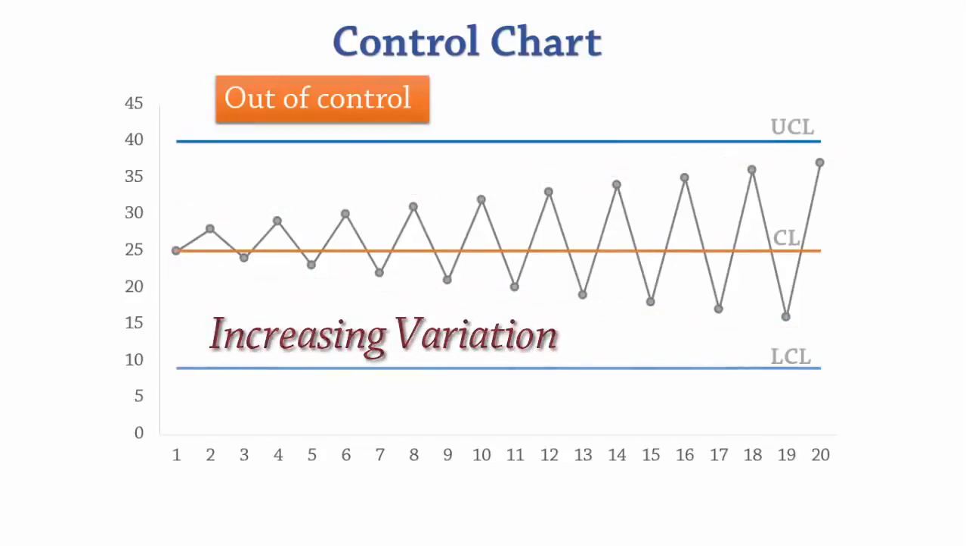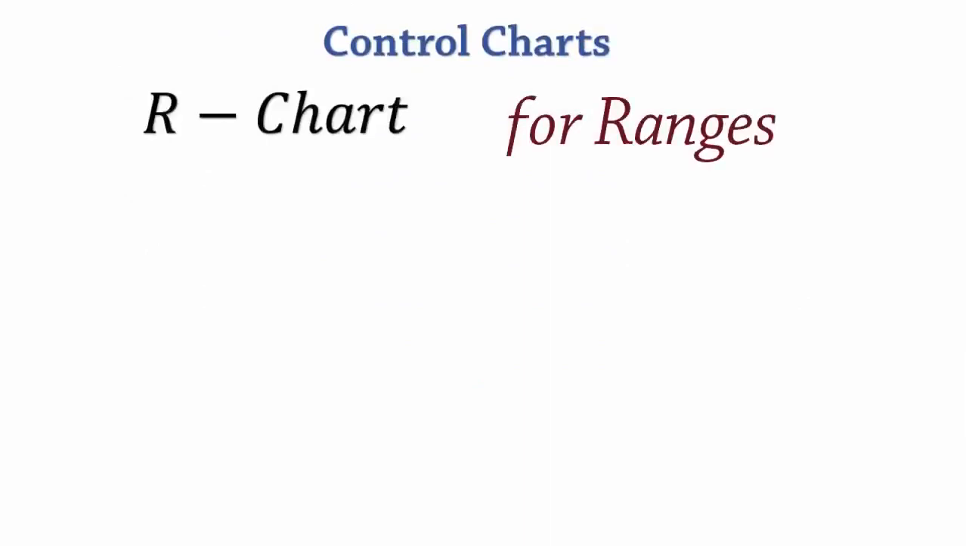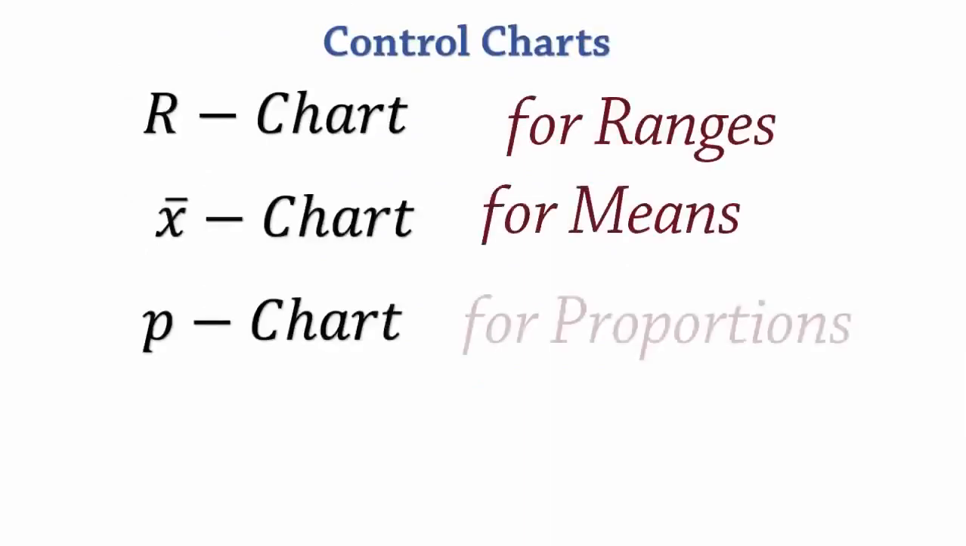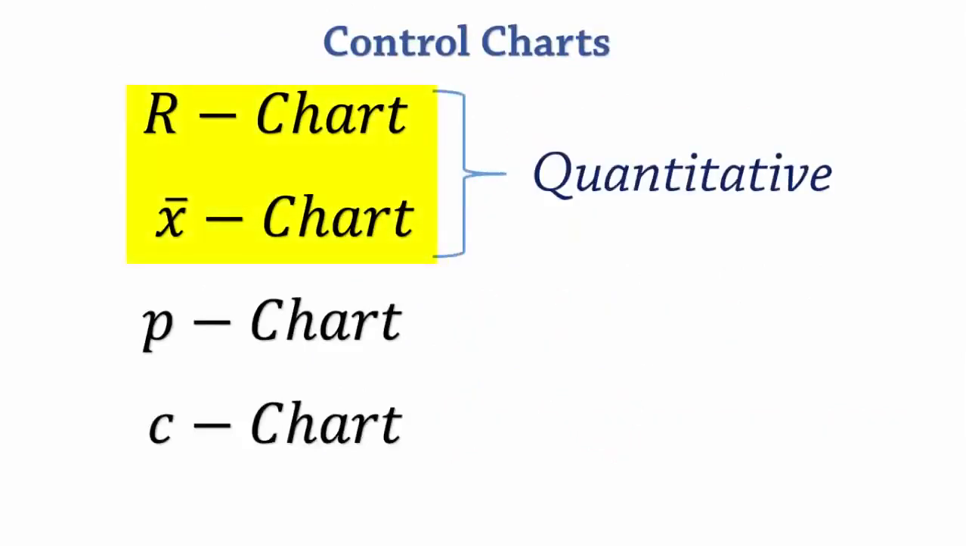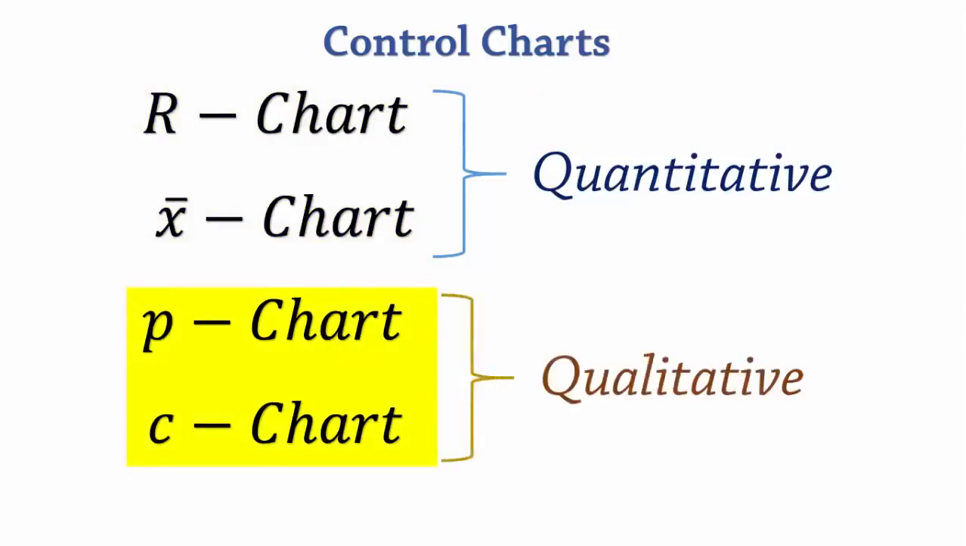In this SPC series, we will be discussing the R chart, the X bar chart, the P chart, and the C chart. The R and X bar charts are used to monitor quantitative variables, that is, variability and central tendency, while the P and C charts are used to monitor qualitative variables, that is, attributes or characteristics.